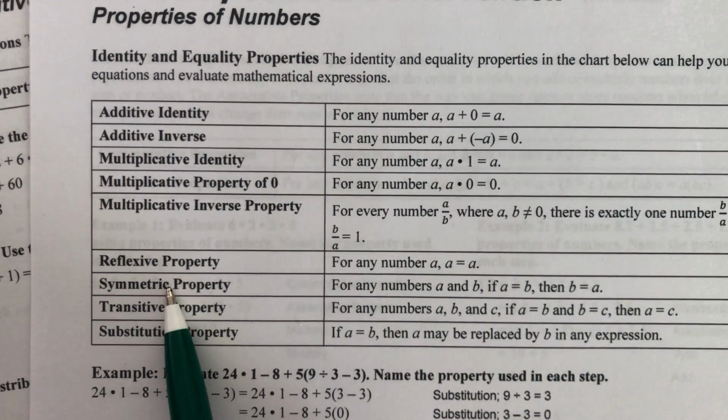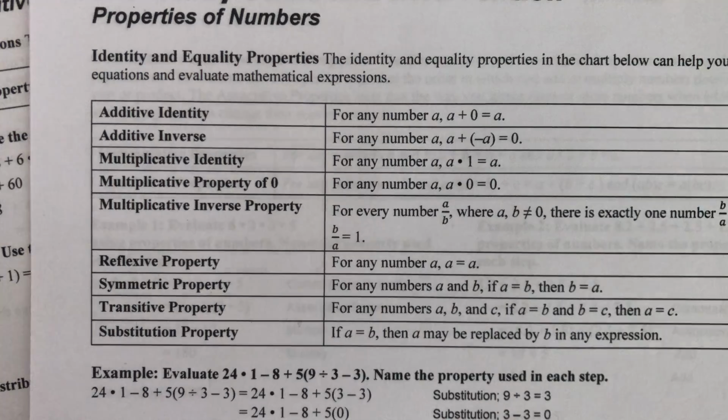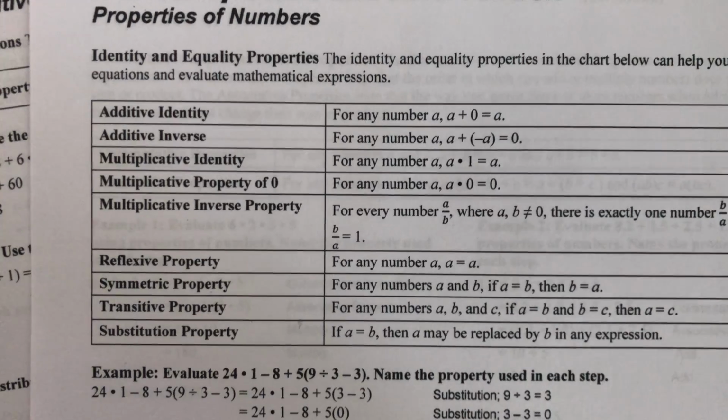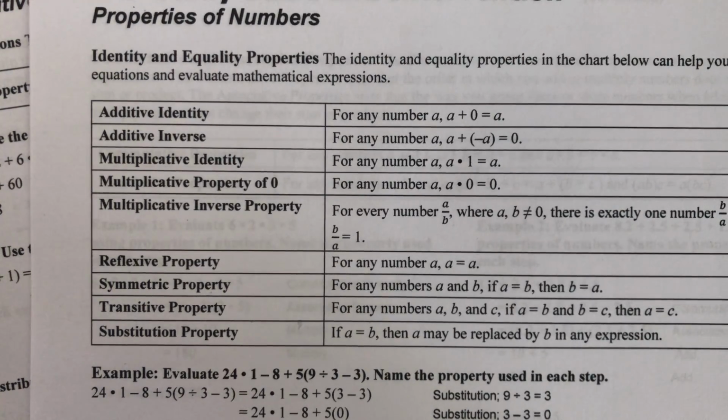Symmetric property is when we flip-flop both sides of the equal sign. That's it. So if 2 equals 1 plus 1, then that means 1 plus 1 equals 2. We just flip-flop the sides. That's it. If 3 times 4 equals 2 times 6, then 2 times 6 equals 3 times 4. We just flip-flop the equal sign sides.